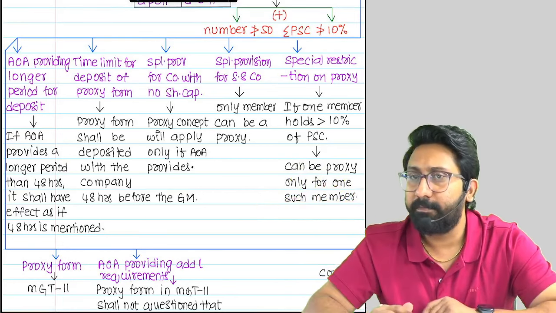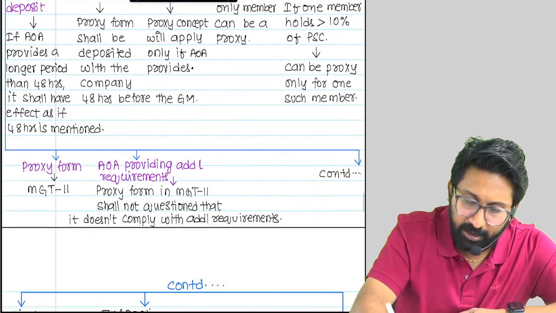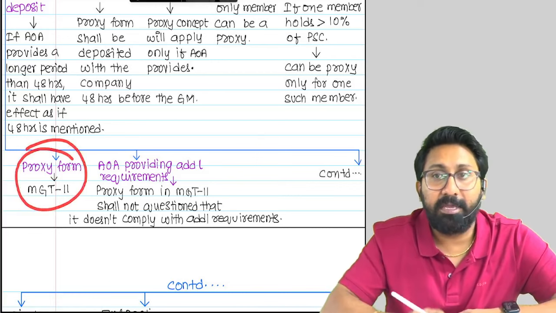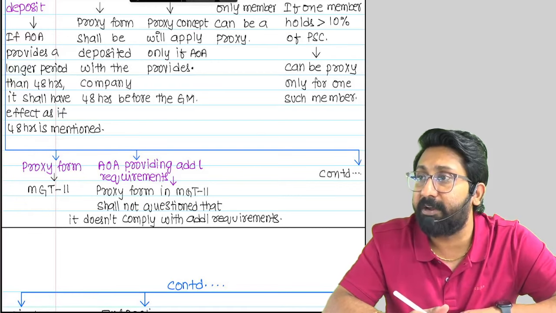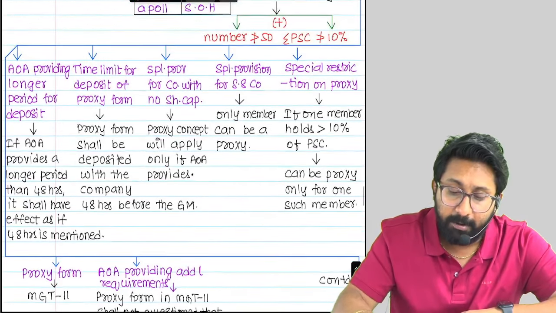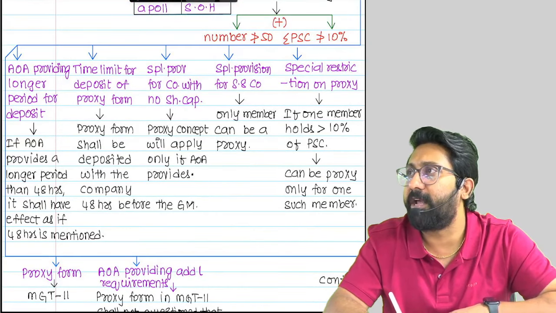What form? Form number is, see here, I have written clearly the form numbers also. Tell me, what is the form number? MGT 11. Just spend 5 more extra minutes, you can understand all the concepts. First, tell me, proxies are of how many types? Very bad. Proxies are of how many types?